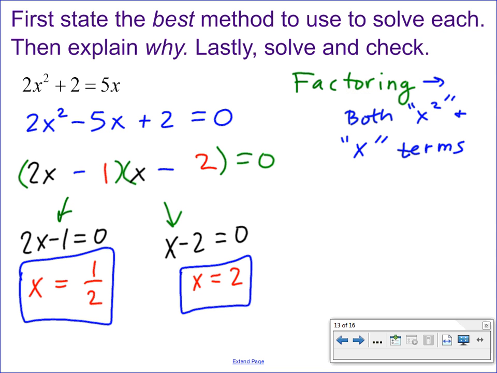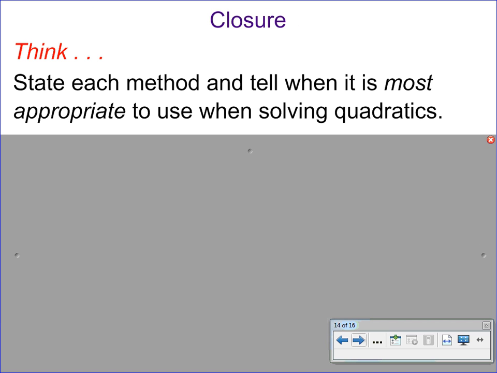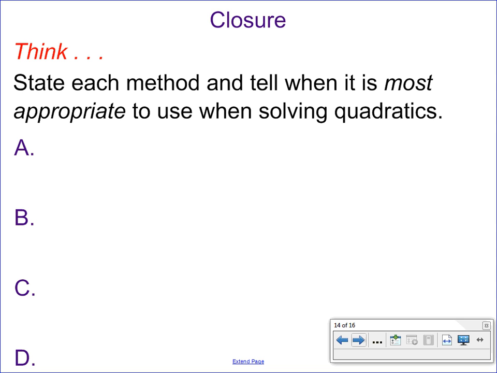Okay, so let's make sure that we're comfortable with the different methods. We're going to state each method and tell when it is most appropriate to use when solving quadratics. After our closure, you'll have an opportunity to work with a partner, another classmate, and get stamps on your solving by factoring polynomial worksheet, or I should say solving with factoring. And then you're also going to have some work time to work on solving equations worksheet number 3. And I'm going to put the posted answer keys up on the back whiteboard and on the side whiteboard, so you'll have an opportunity to check your answers while you're still in class. So first, let's go ahead and state each method and tell when it's most appropriate to use when solving quadratics.